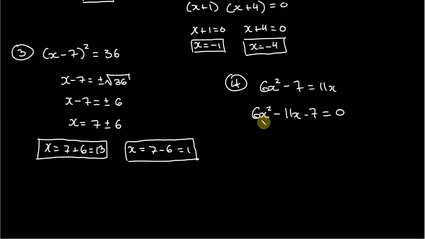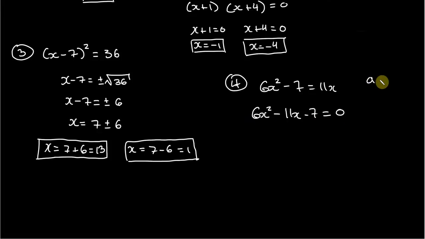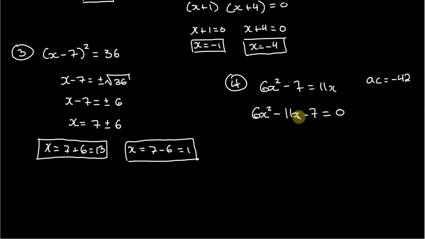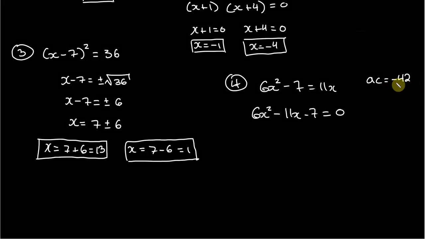We're going to factor. So 6 times 7 is 42, right? We want to find AC. That's the first step. So 6 times 7 is 42, but it's a negative 7, so 6 times negative 7 is going to be negative 42. And now we need to find what multiplies to negative 42 and what adds to negative 11.